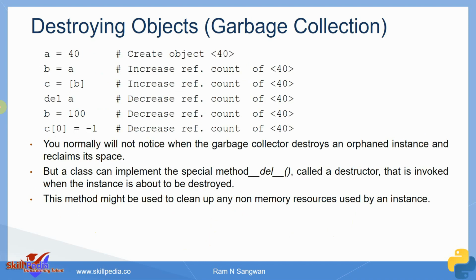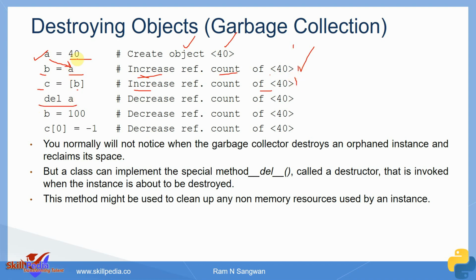Look at this example, the counter. A equal to 40, it creates an object. The value is 40. B equal to A, increase the reference count of this 40. Why? Because you are saying B is assigned the value of A, so it is referring to A only. So the value of B is 40 only, so its reference count is increased here. C equal to B, increase the reference count of 40 once more. So initially 1, 2, 3, the counters are increasing.